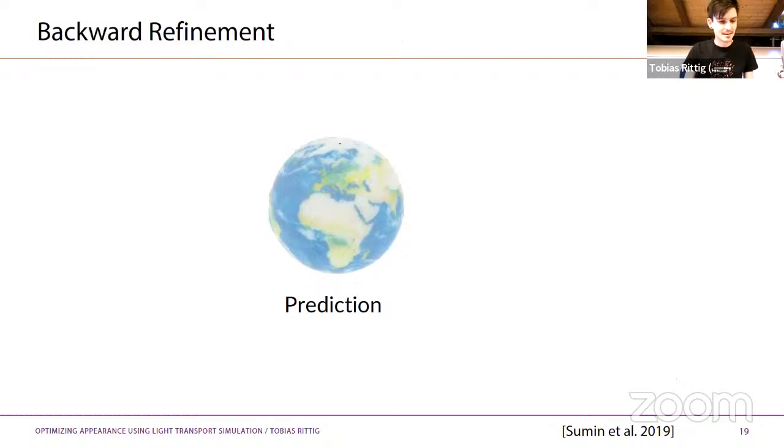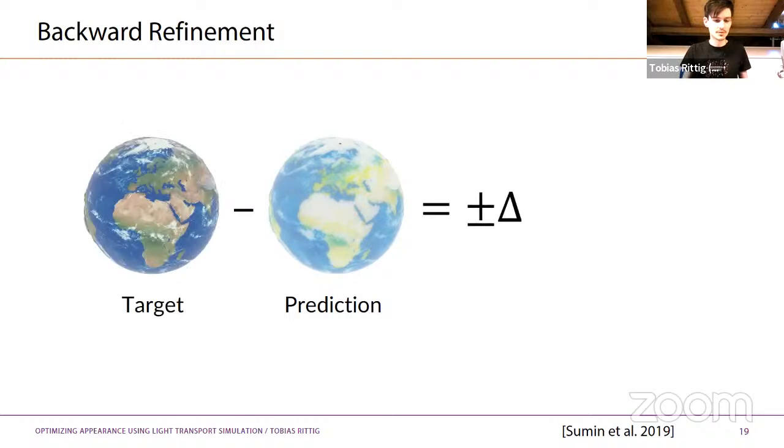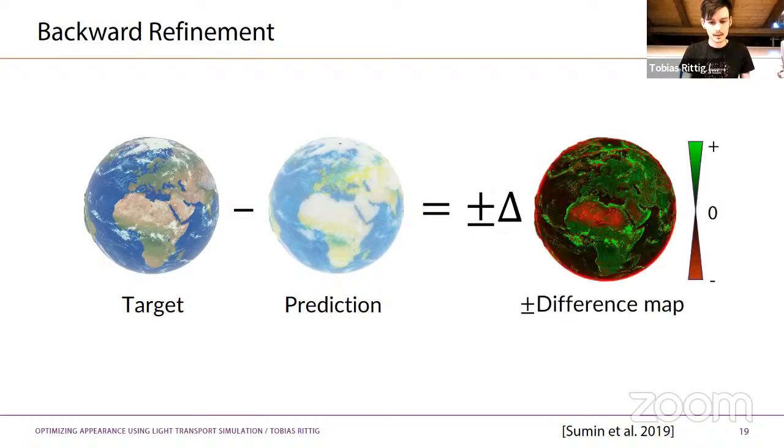So once we have that forward prediction, we can compare this to what we actually wanted to print in the first place and get a sort of difference image. So we get a positive and negative delta to what we want to achieve. And this difference map is essentially defined on the surface, how we want to change the surface appearance to get closer to our target. But now the challenge is, how do you distribute this error on the surface into the volume? Or in other words, how much do you need to change your volume such that you get a differential change on the surface?